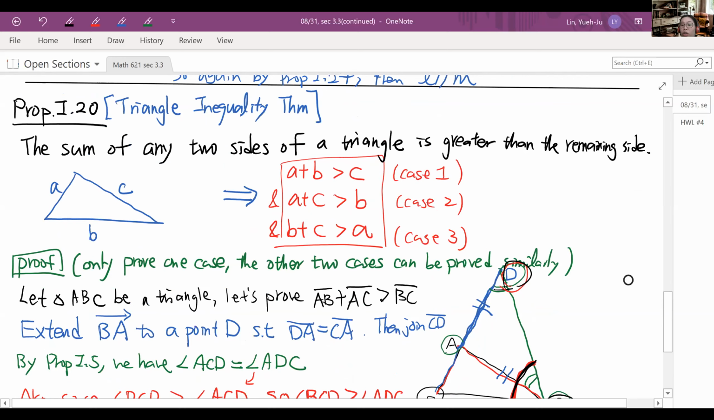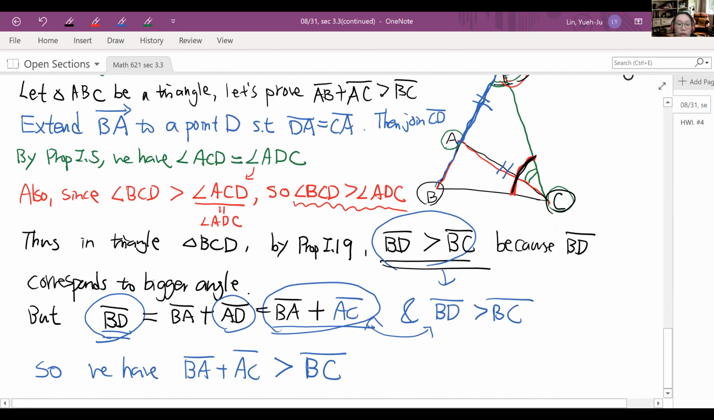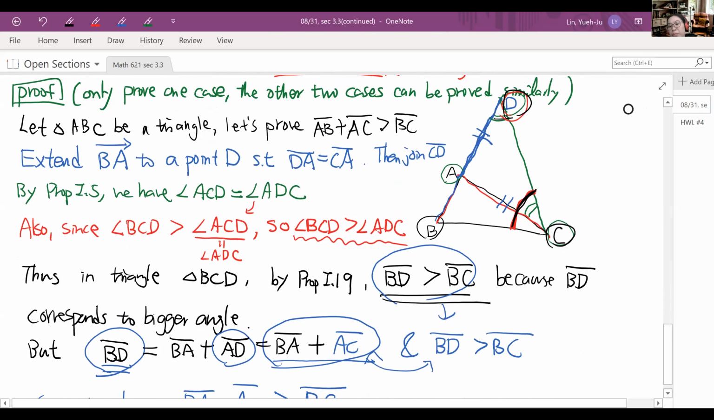So as I mentioned, there are the remaining two cases, right? Here I proved BA plus AC is bigger than BC. You need to prove the two other cases, okay?